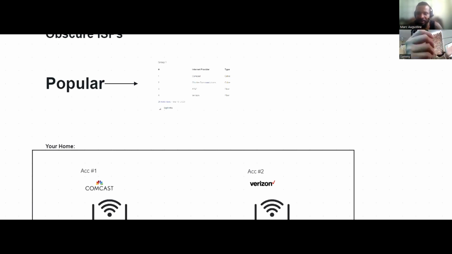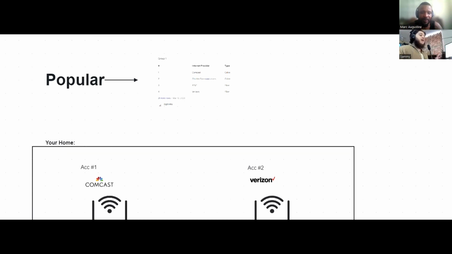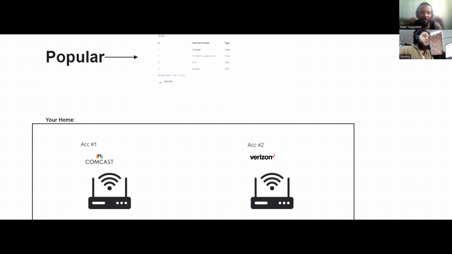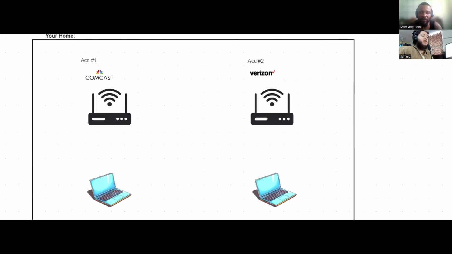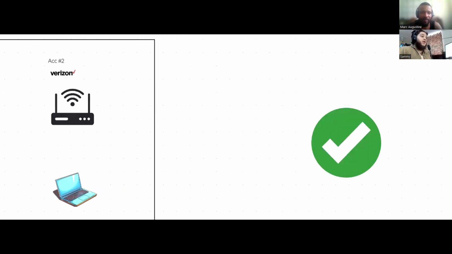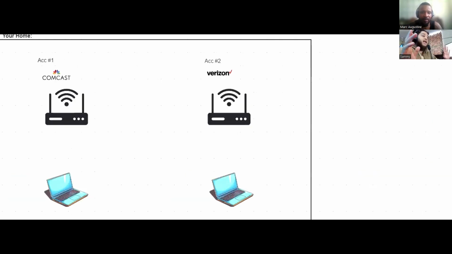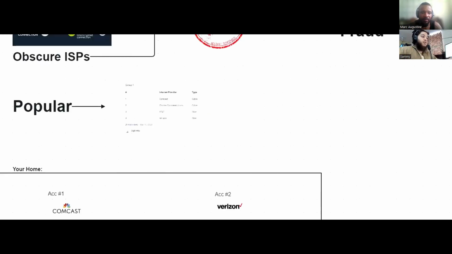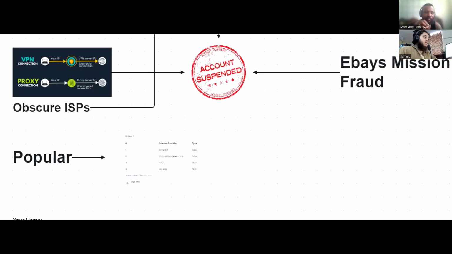If you're trying to operate a real business, you probably have an internet service provider at your home or your business location. So once again, eBay's mission is to prevent fraud, and the way they do that is they suspend accounts, because you're using a VPN or proxy or an obscure ISP. So the number one thing you need to do is use an internet service provider that is popular: Comcast, AT&T, Verizon, etc.